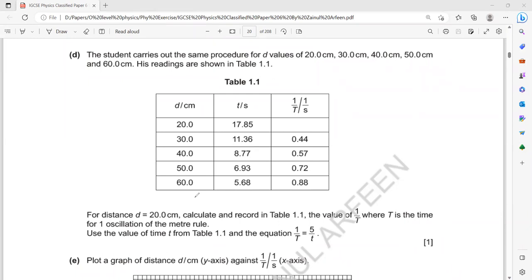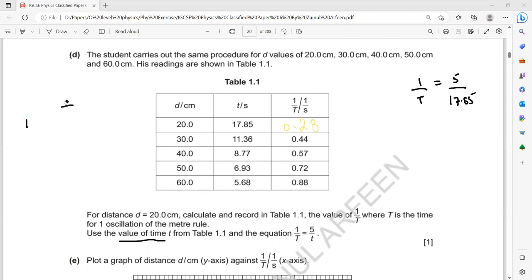They mention to use the value of T and the equation that 1 over T is equal to 5 by T, and determine this. So how much is this value? How to identify it: 1 over T is equal to 5 by T. So this will be 5, and how much is T? 17.85. So 5 divided by 17.85. What's the answer? 0.28. Okay, so we have the results.